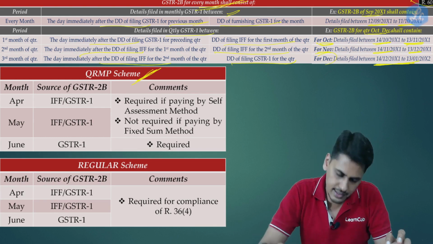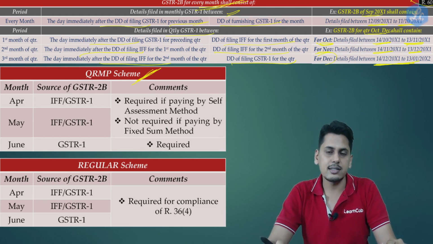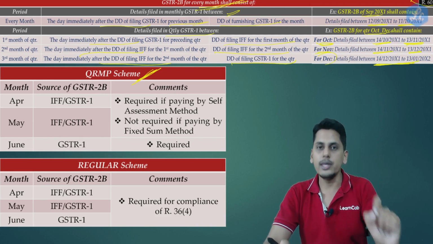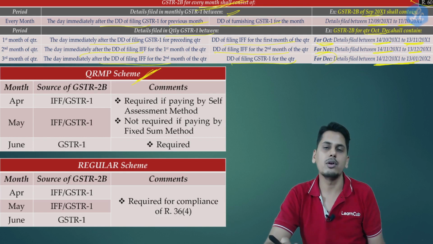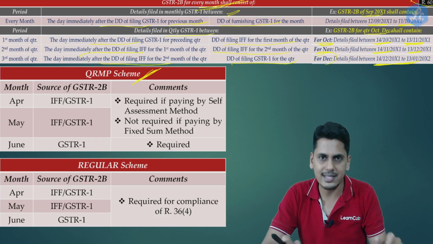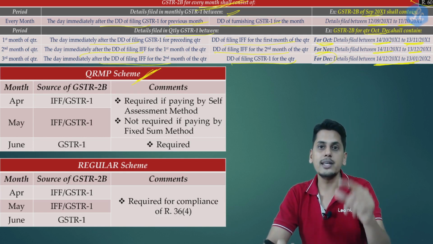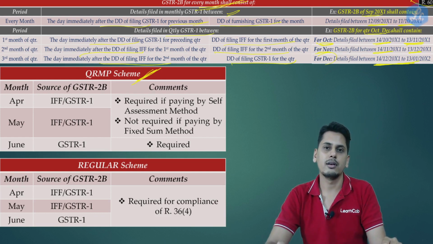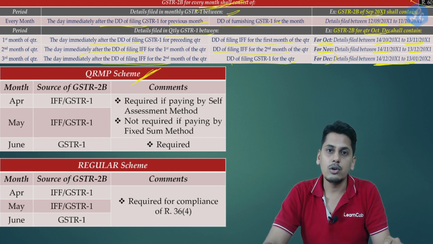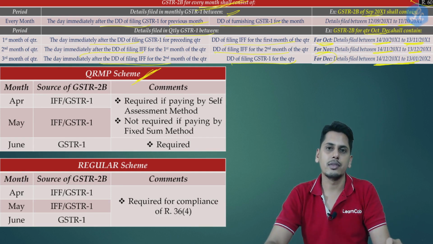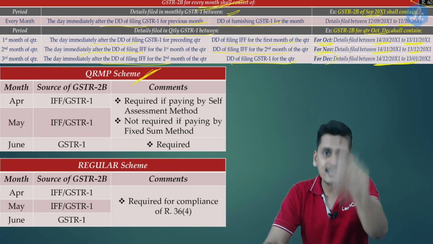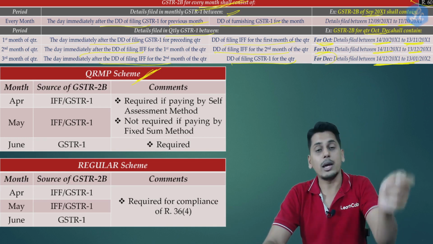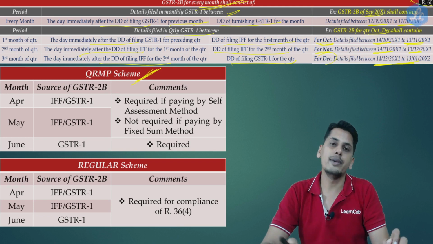So friends, the point which we are trying to discuss is, for a QRMP taxpayer, how is GSTR2B useful? For a QRMP taxpayer operating under the self-assessment method, GSTR2B is useful for the first month, second month and third month. For a QRMP taxpayer operating under the fixed sum method, to deposit the cash for the first month, 2B is not required. For the second month, 2B is not required.